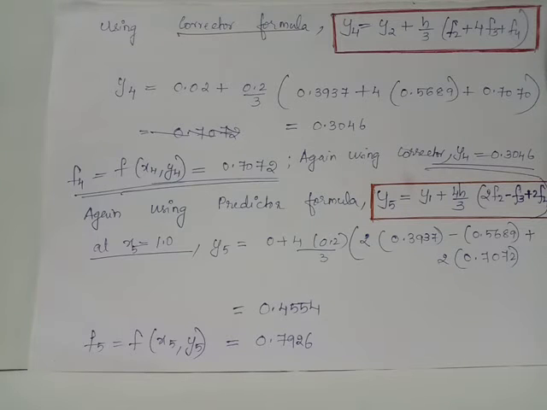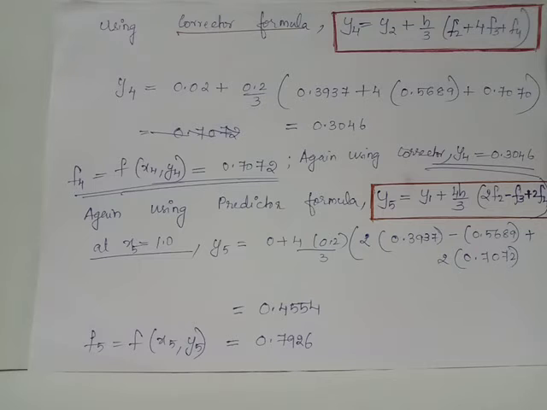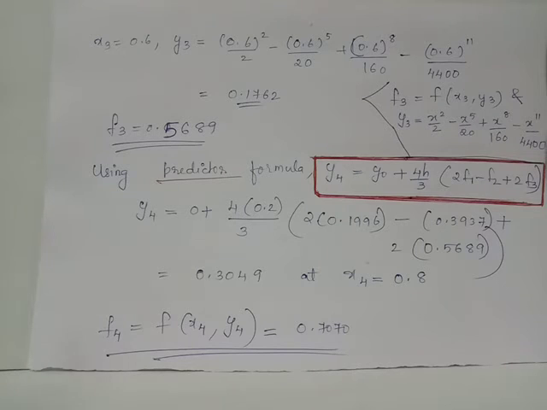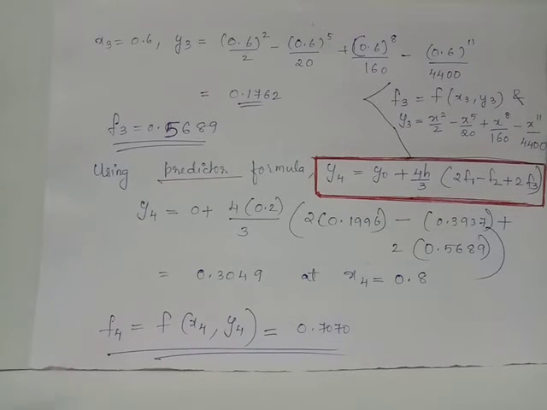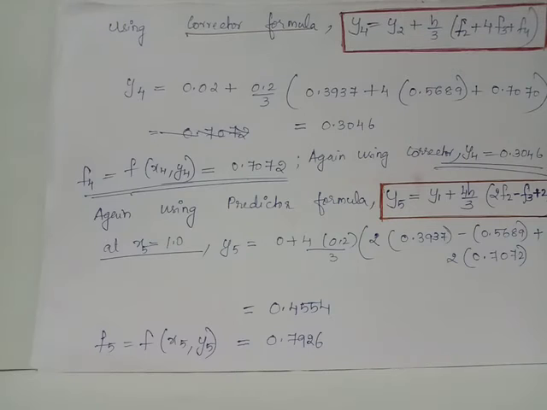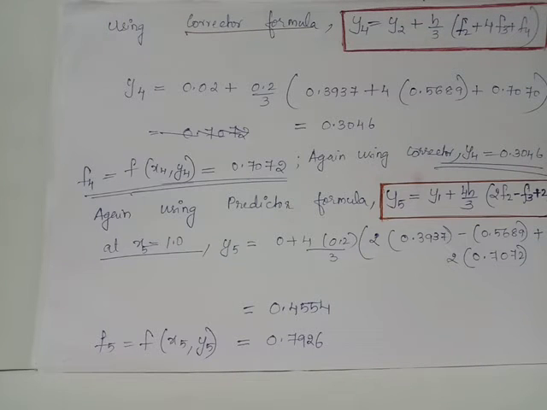Any error that has occurred in the computation of y4 while using the predictor formula can be corrected using the corrector formula. We have the corrector formula for y4 given by y4 equals y2 plus h by 3 times (f2 plus 4f3 plus f4). We have y2, f2 and f3 values computed. The value of f4 was just computed having found the predicted value of y4. We had f4 equals 0.7070. Using these values and h equals 0.2, we will compute y4 equals 0.3046 using the corrector.